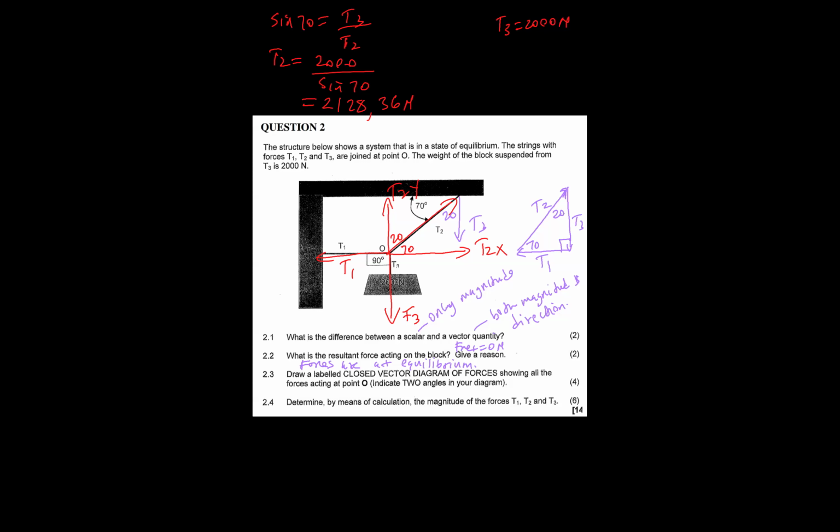Okay. Let us look at T1. T3 is 2000. We can find T1 in 2 ways. We can even use the cos of 20, if we use cos of 20, we can find T2. We can also use Pythagoras for T1, right? Yes. We can use Pythagoras for T1.